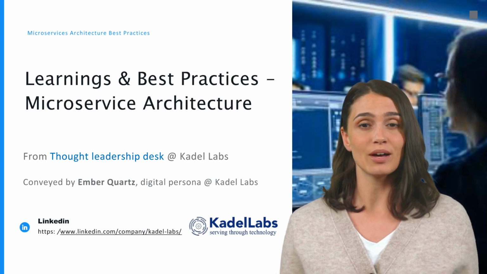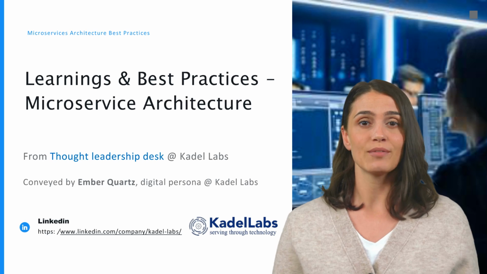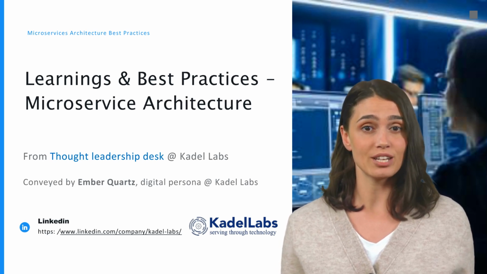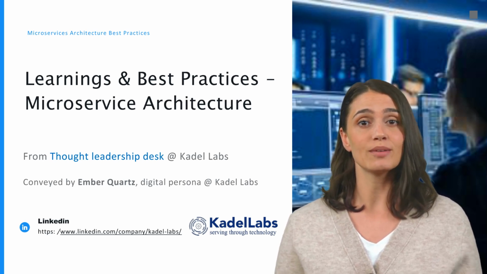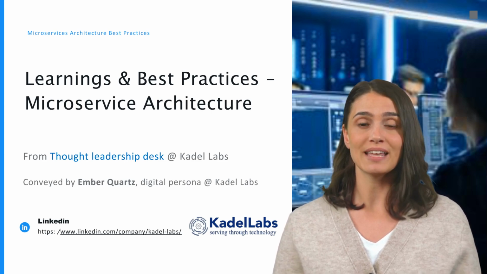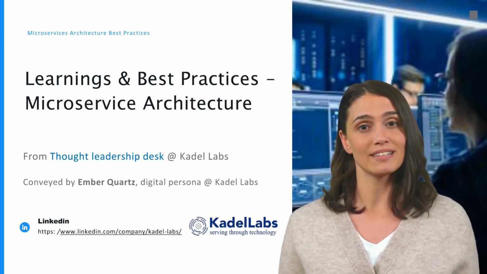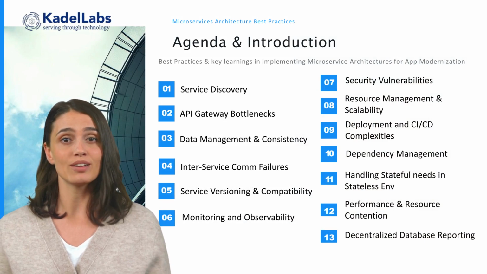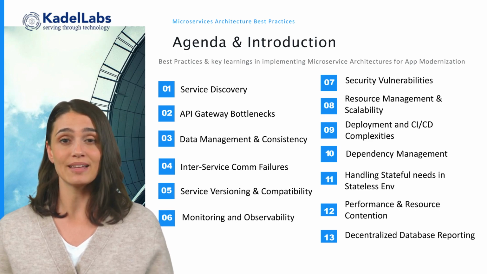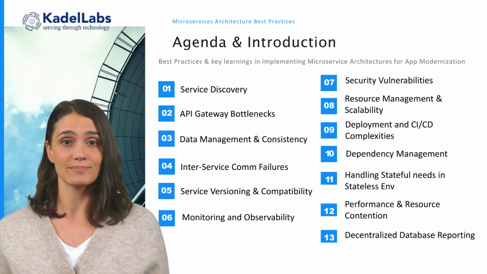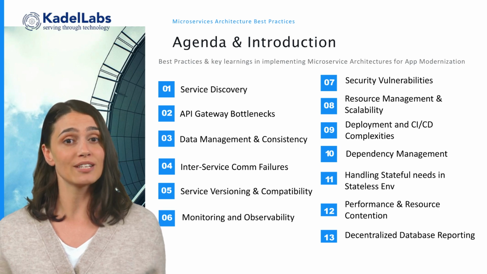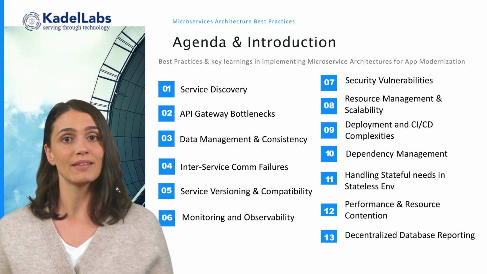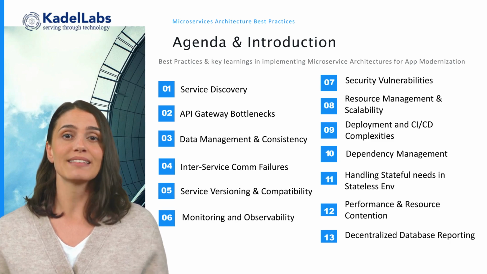Welcome to our series on common production issues with microservices architecture. In this presentation, we'll explore the unique challenges organizations face with microservices and offer practical solutions to address them. In today's presentation, we will explore key challenges such as service discovery, API gateway performance, data consistency, inter-service communication, and monitoring and observability. Additionally, we'll discuss important aspects like security, scalability, deployment strategies, and dependency management.